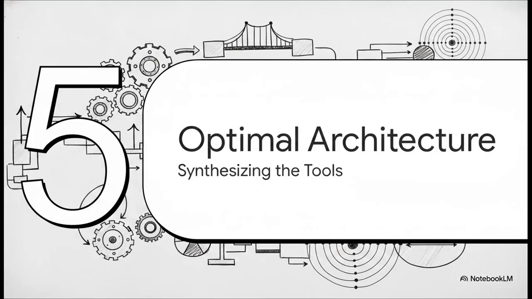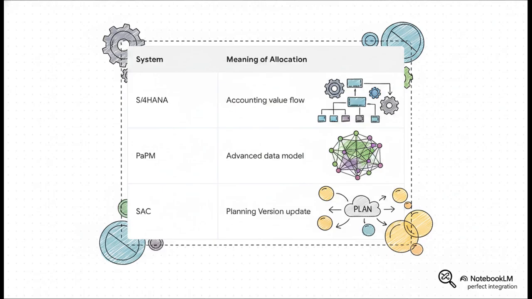So, Section 5. Let's talk about the optimal integration architecture and how we synthesize all these tools together. Now, what is really fascinating here is how the exact same word, allocation, means completely different things depending on which system you're talking about. In S/4HANA, an allocation is a rigid, rule-based accounting value flow. In PAPM, it's an advanced mathematical data model. And in SAC, it's a future scenario distribution across a planning version. Recognizing these distinctions, that's the absolute secret to perfect integration.